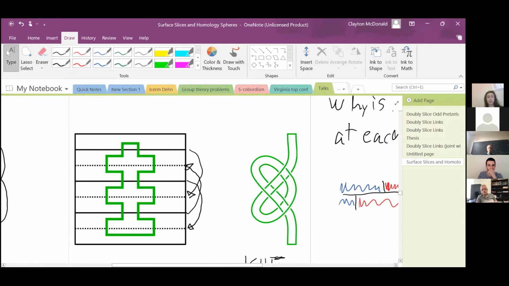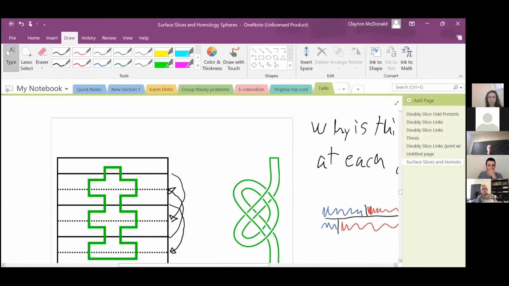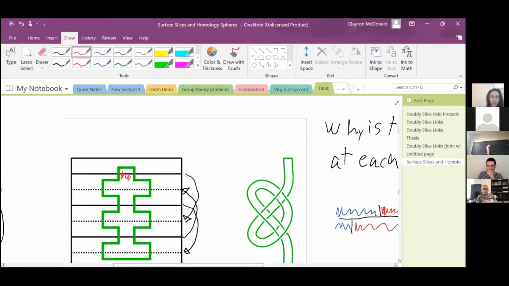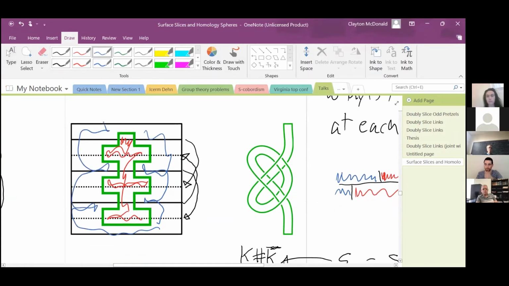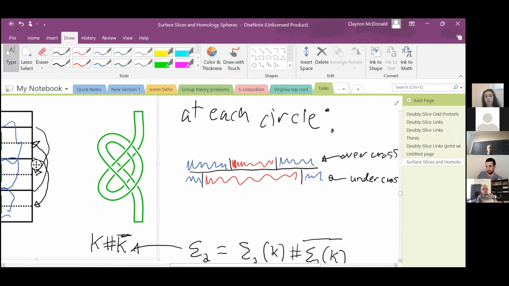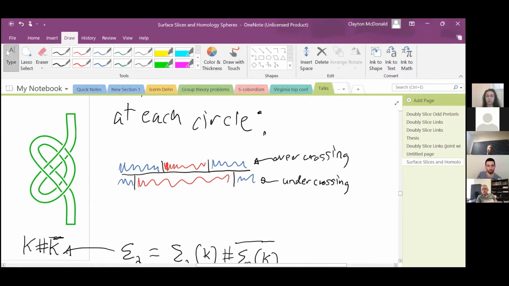So the first question you might have is, why is this a slice? Well, let's look at our criterion and look at what's happening at each circle pair. Let's color this in red, this is maybe F1 or something, and the outside in blue. And then let's look at each circle pair. At each circle pair, if we look at the overcrossing, it looks like it's split up like this. And if we look at the undercrossing, the distribution of red and blue is split up like this. And so the point is that the red is always the smaller portion. So the red in the overcrossing is always contained in the image of the red in the undercrossing.